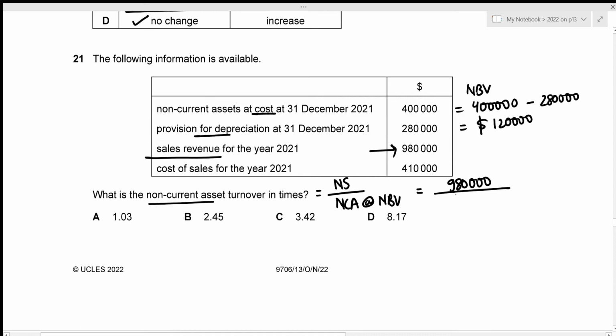Let's substitute this in our formula. Now our non-current asset turnover in times is going to be 980,000 divided by 120,000, which results in 8.17, which is given in option D. This concludes question number 21. We can now move towards question number 22.